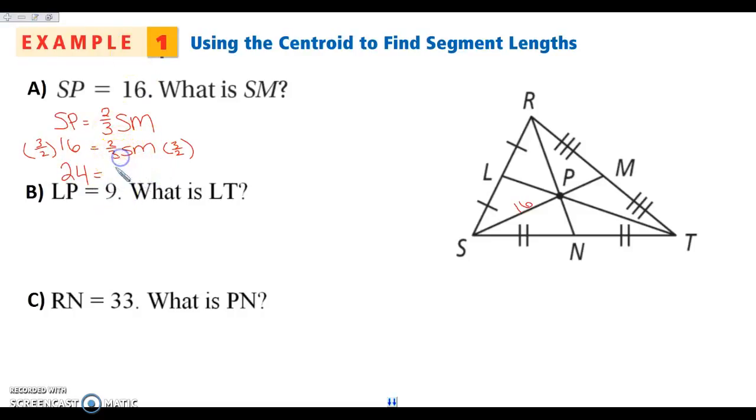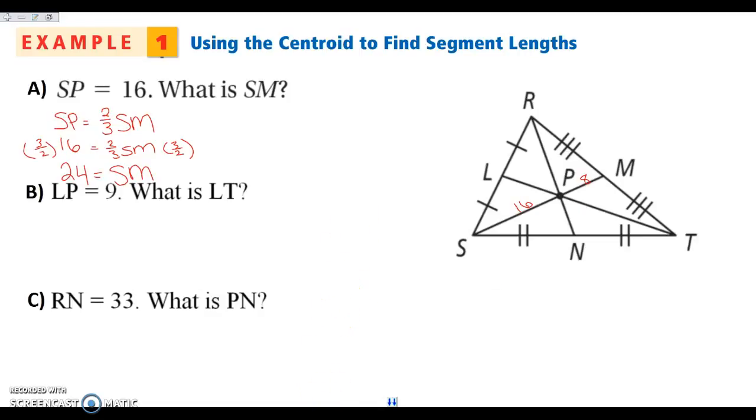The other way that I can do this is easier than this. I realize that if this is 16, this is my 2/3 piece because it runs from my vertex to the centroid. That means that this here is my 1/3 piece. Remember that this piece is going to be half of this piece. So I'm going to take 16 divided by 2, and I'm going to get 8. 8 plus 16 is 24. So we can do it either way, but I feel like just going, hey, this divided by 2, add them together, is probably going to be a little bit easier for you.